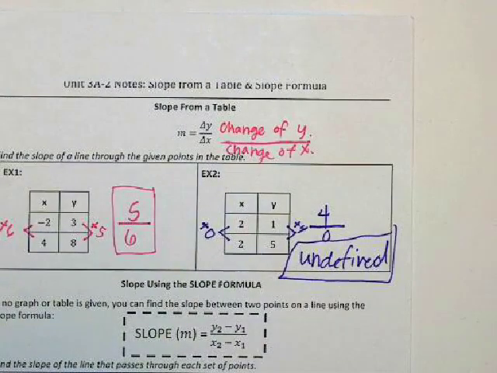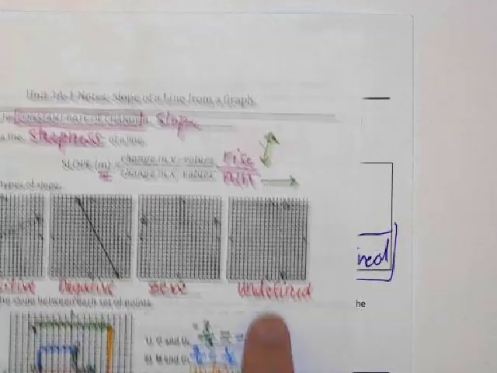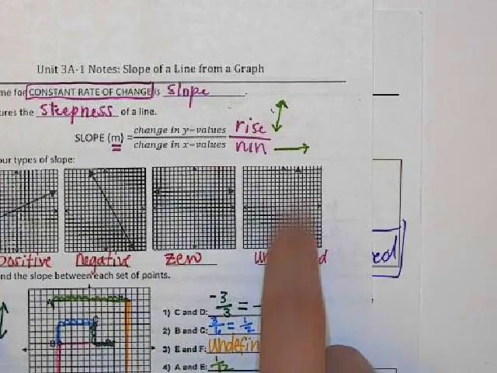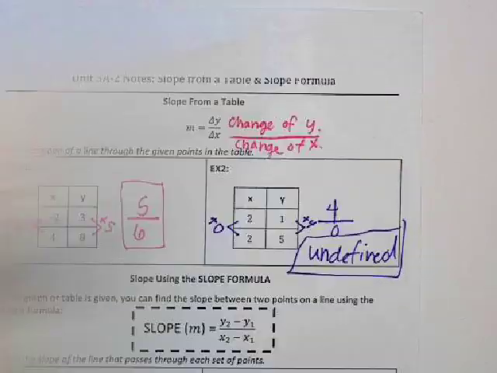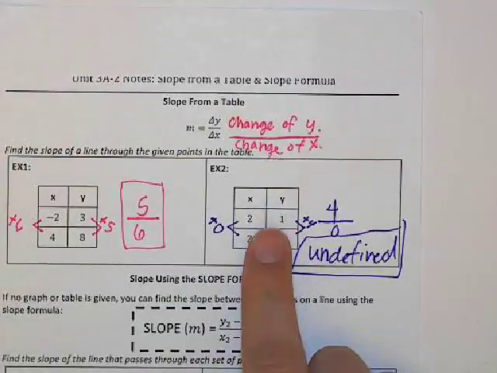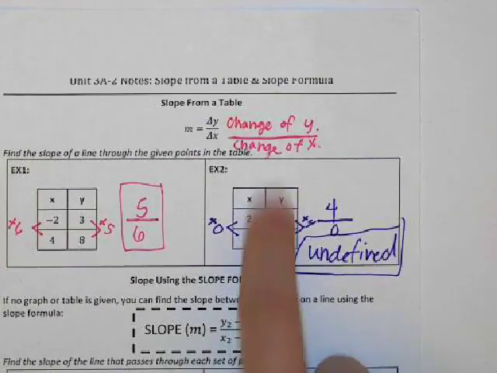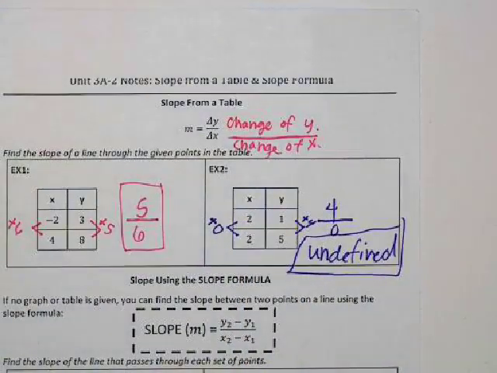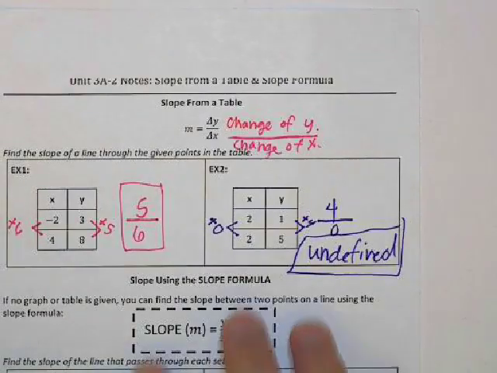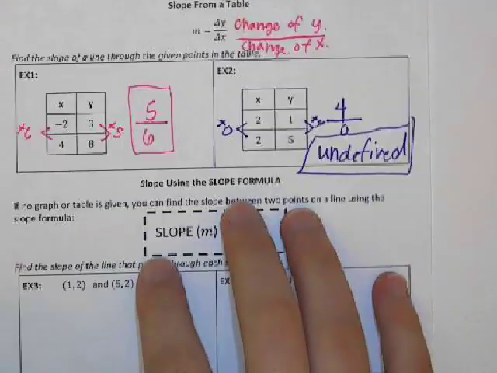So if I look at the notes that we just did, if I have an undefined slope, what kind of line is that? Straight up and down, right? So if I was to graph this table, it would be a straight up and down line. Okay, questions on how to find slope from the table? Change of y over change of x.